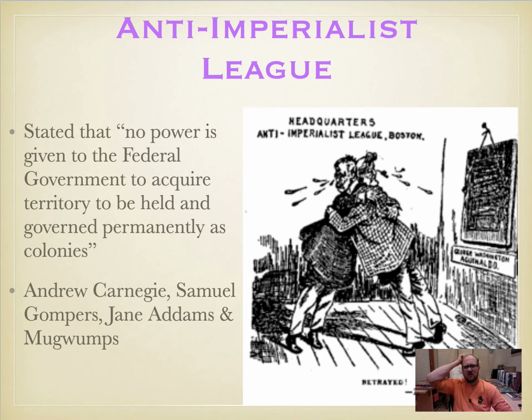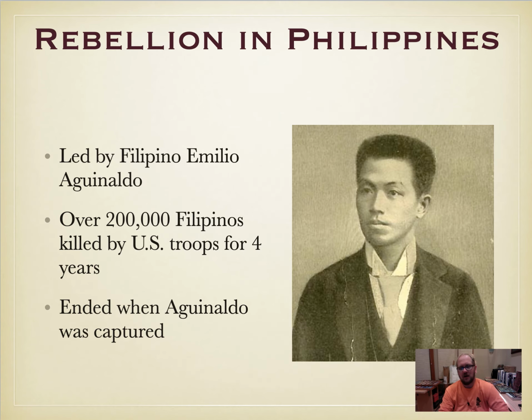And the Anti-Imperialist League was, again, claiming that the federal government had no power to acquire territory in this way, to be a permanent colony. And this was the Anti-Imperialist League. But the American government is going to push to actually go to war against the Philippines, and a rebellion starts there.